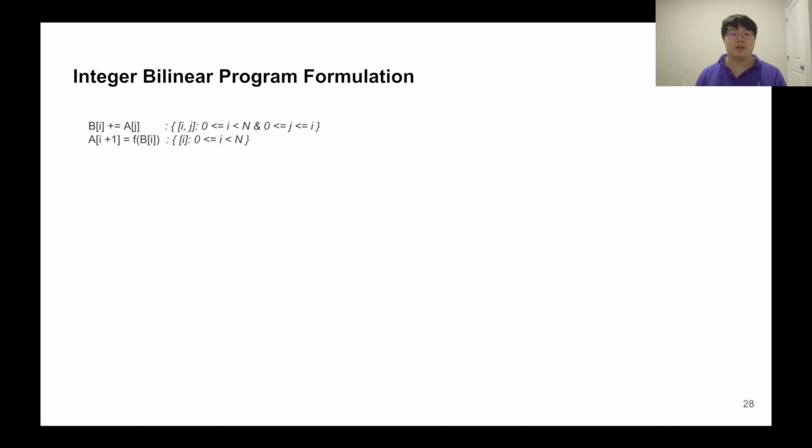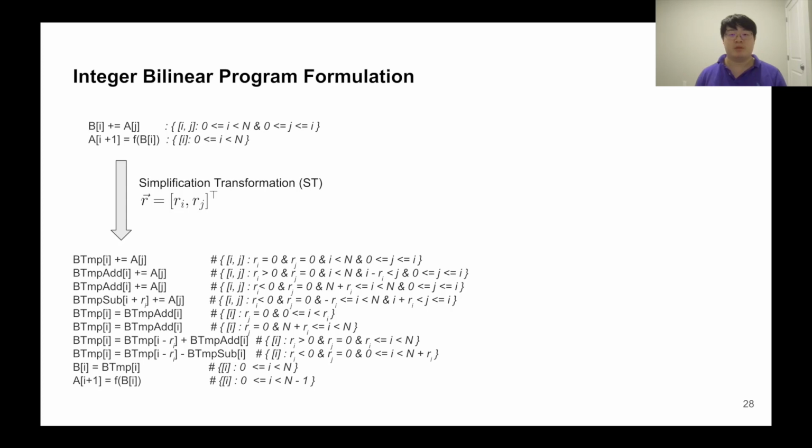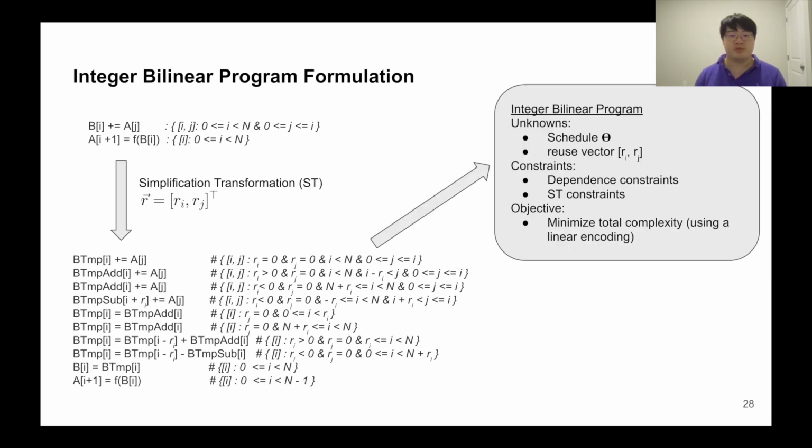Now we illustrate the integer bilinear formulation using the dependent prefix sum example. The first step is to apply ST using a symbolic reuse vector, here written as the vector (Ri, Rj). Instead of a particular output program, we now actually get a program that is parametric to these symbolic unknowns, Ri and Rj. Then, we can apply the idea of IOP scheduling on this parametric program. This will give us the desired integer bilinear program.